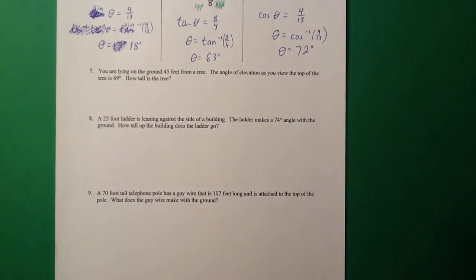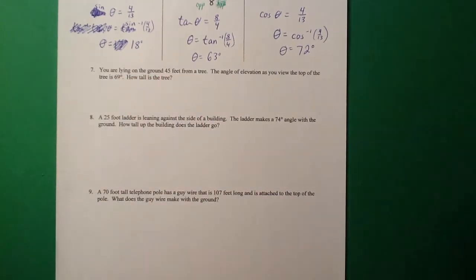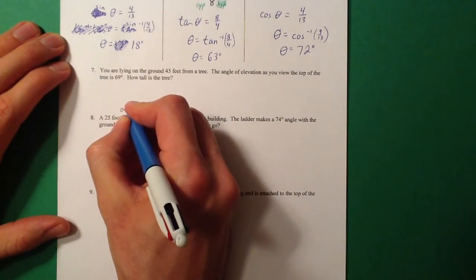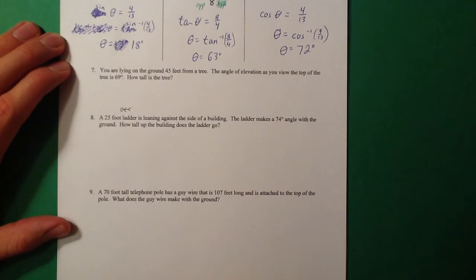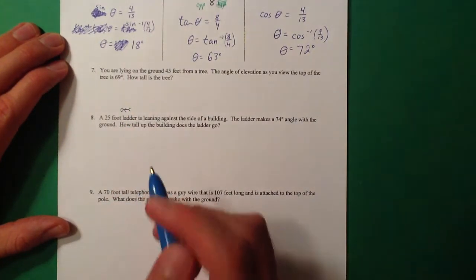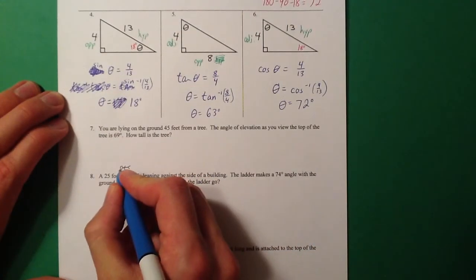And that's actually the fun part too. You are lying on the ground 45 feet from a tree. Stop right there and draw it. Okay, here's me. I'm lying on the ground. Actually, the fact that I'm lying on the ground is important. If I was standing up, then I would have to take my height into consideration, and the problem would be a little bit trickier. I'm laying on the ground, so here we go.